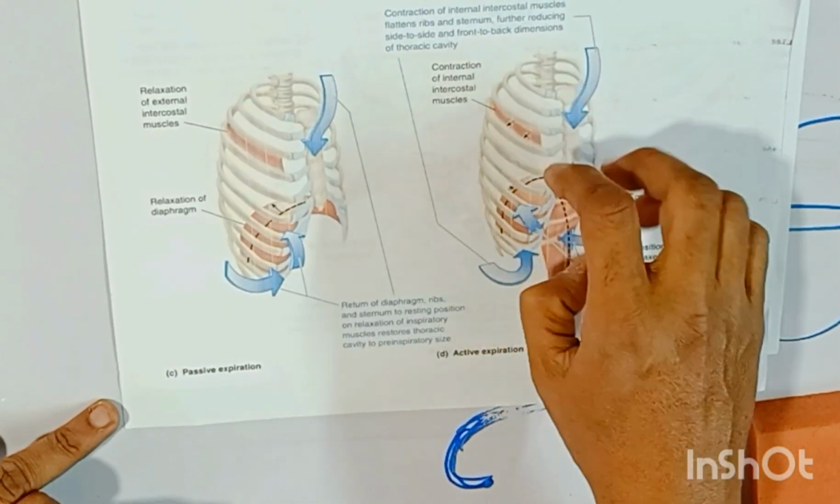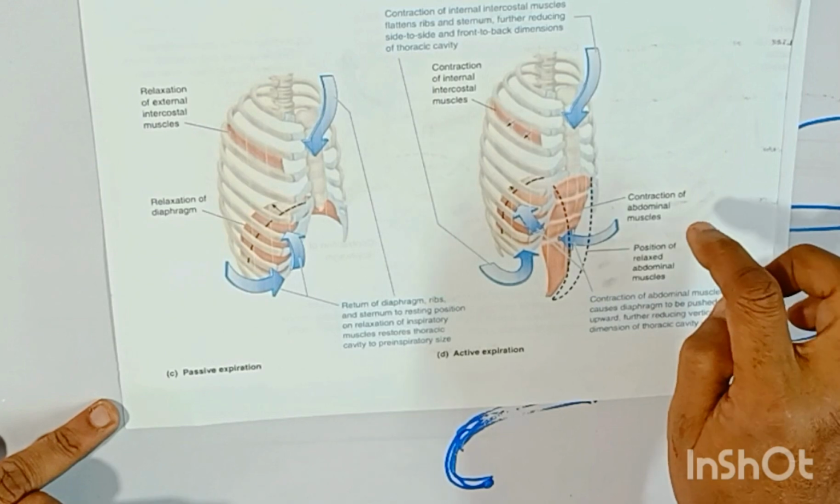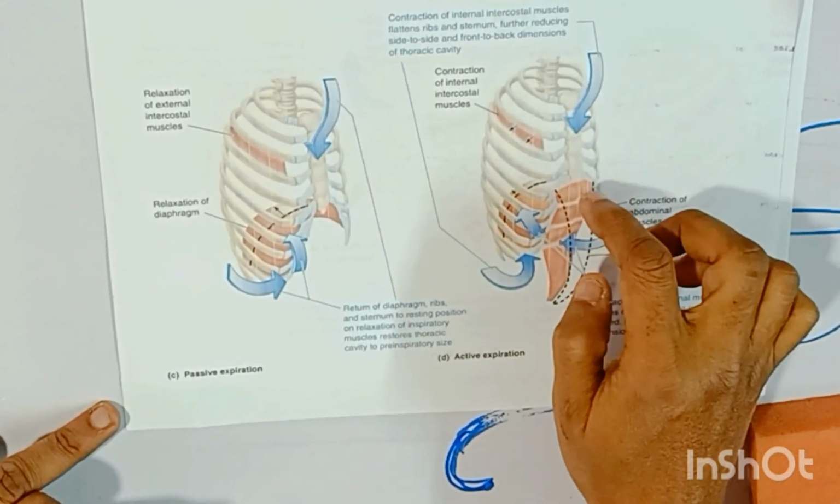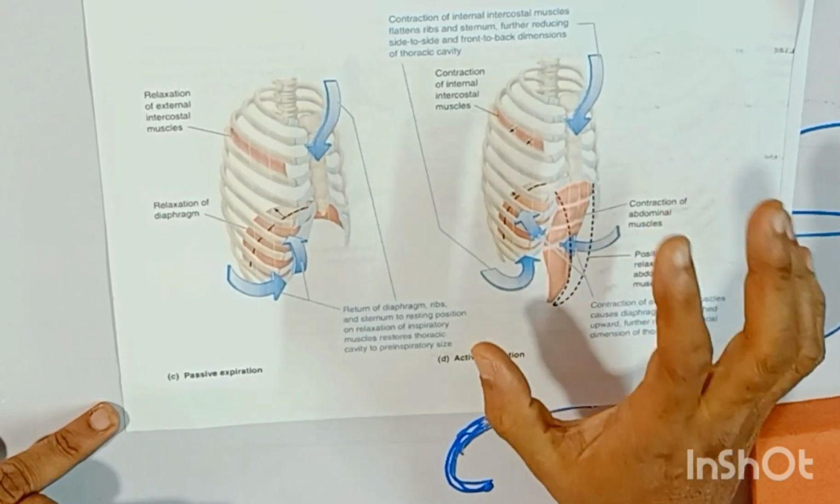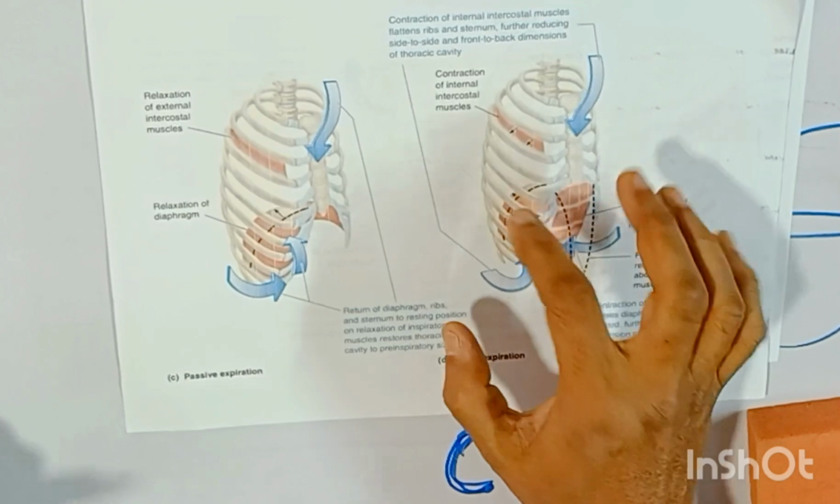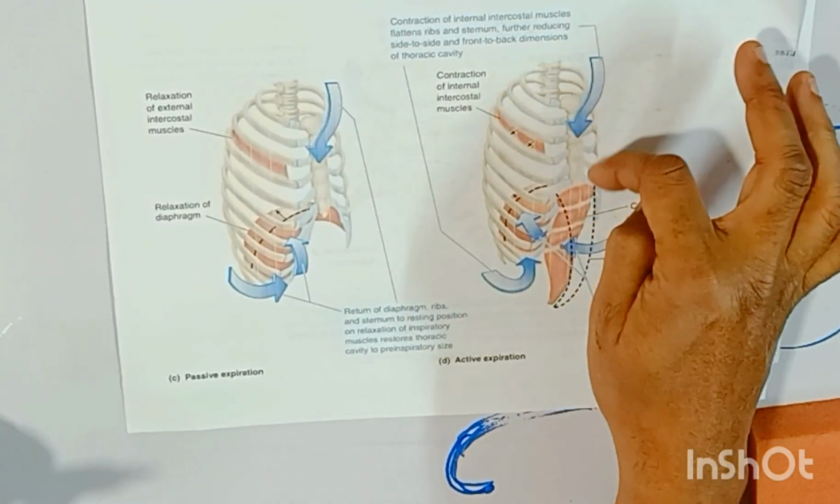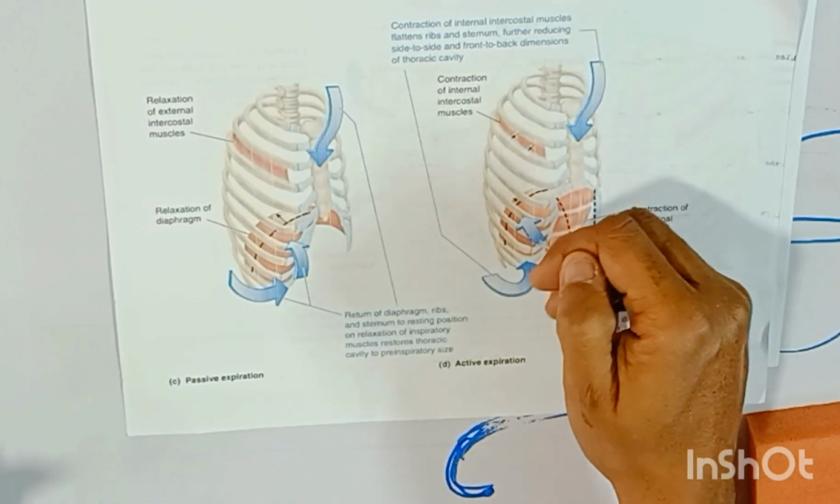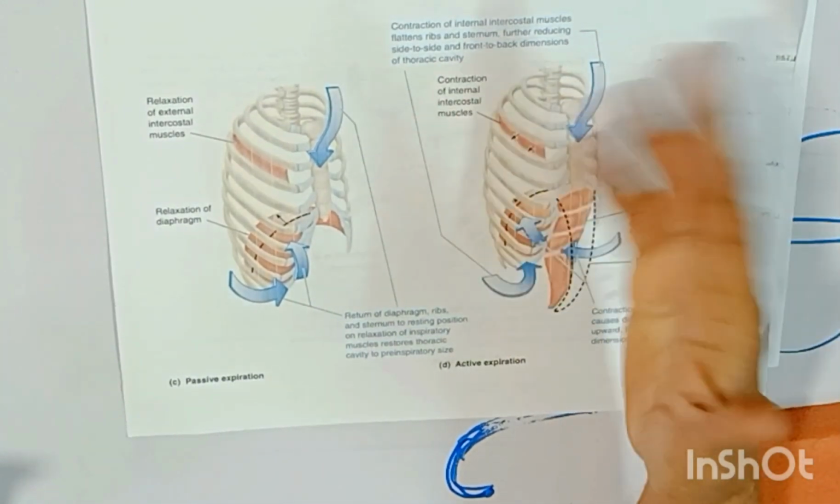So these processes, contraction of intercostal muscles, contraction of the abdominal muscles, and the muscles of the diaphragm, all these muscles contract very heavily to produce a very sharp pressure rise inside this thoracic cavity, and as a result we actively blow out air. We forcefully blow out air.